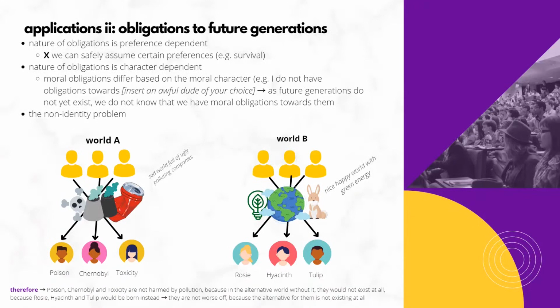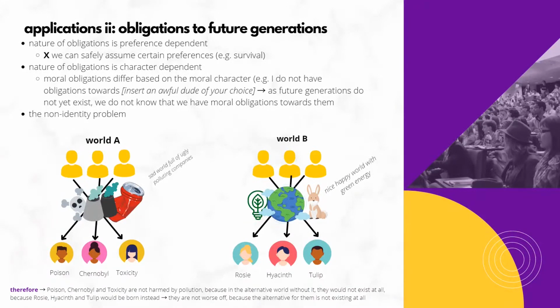Meaning that, given that the future generations do not yet exist and we don't know what their character is, we do not have more obligations towards them, because it's possible that their characters are going to be such that we do not have those obligations towards them. This is again a possible justification that you can give as to why you shouldn't have obligations to future generations.